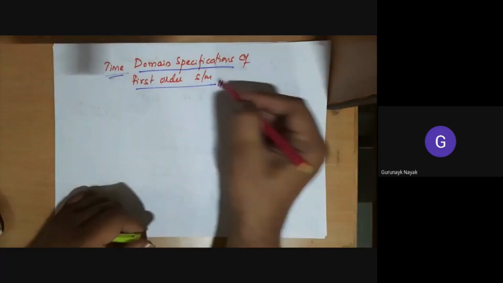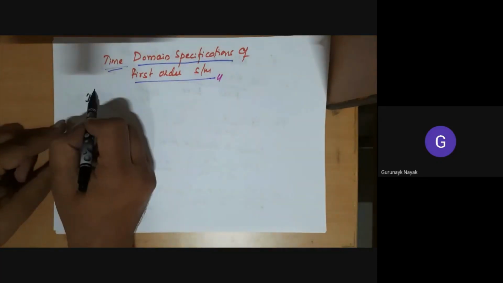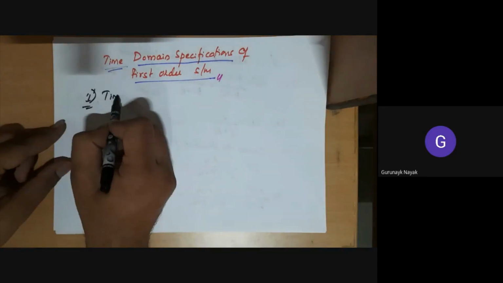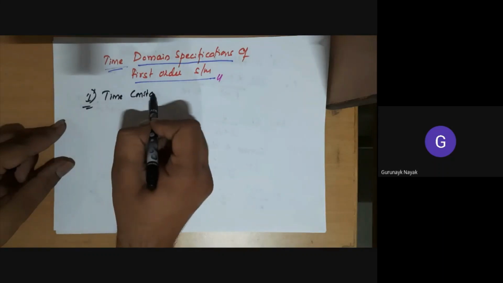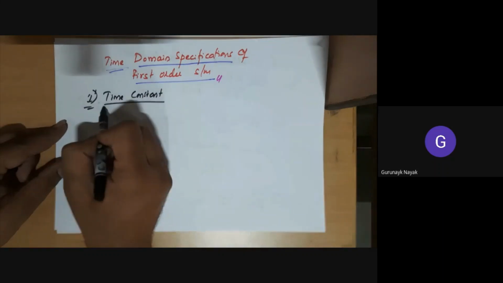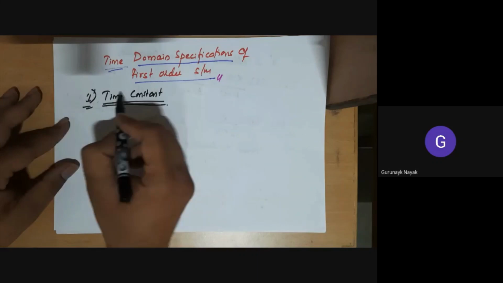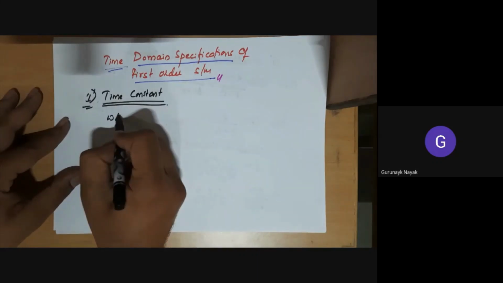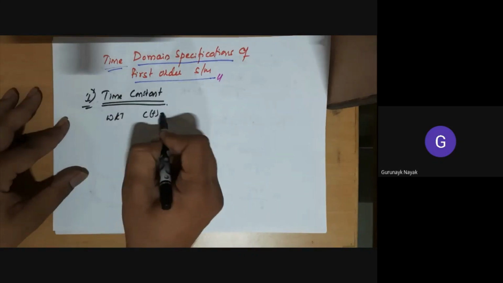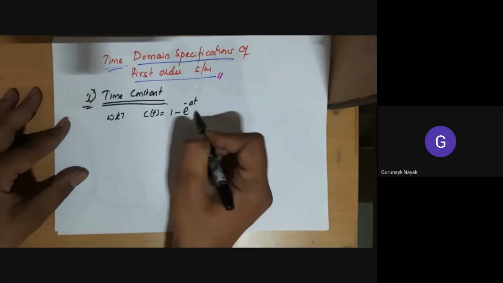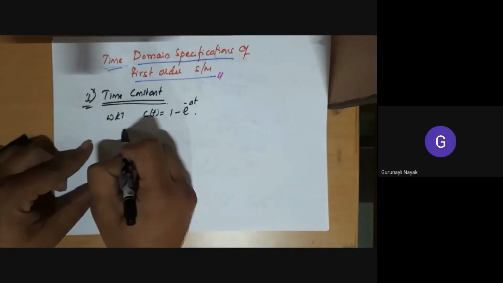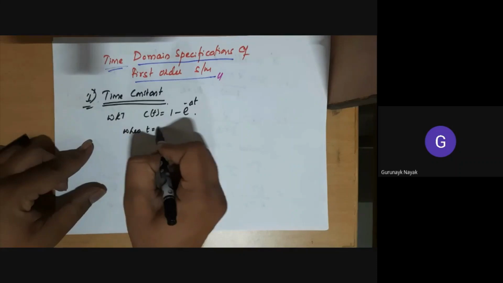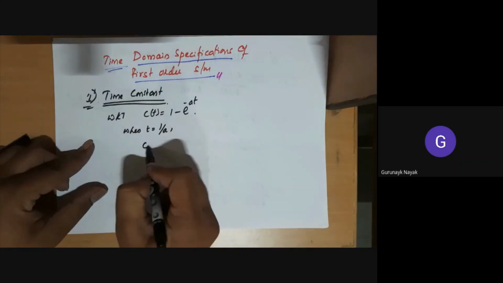We study those specifications for the first order, and in the other class we move on to the second order. So what is the first specification? The first specification is time constant. You might have heard the word time constant in an RC circuit. So let us see what it means in control system or control theory.